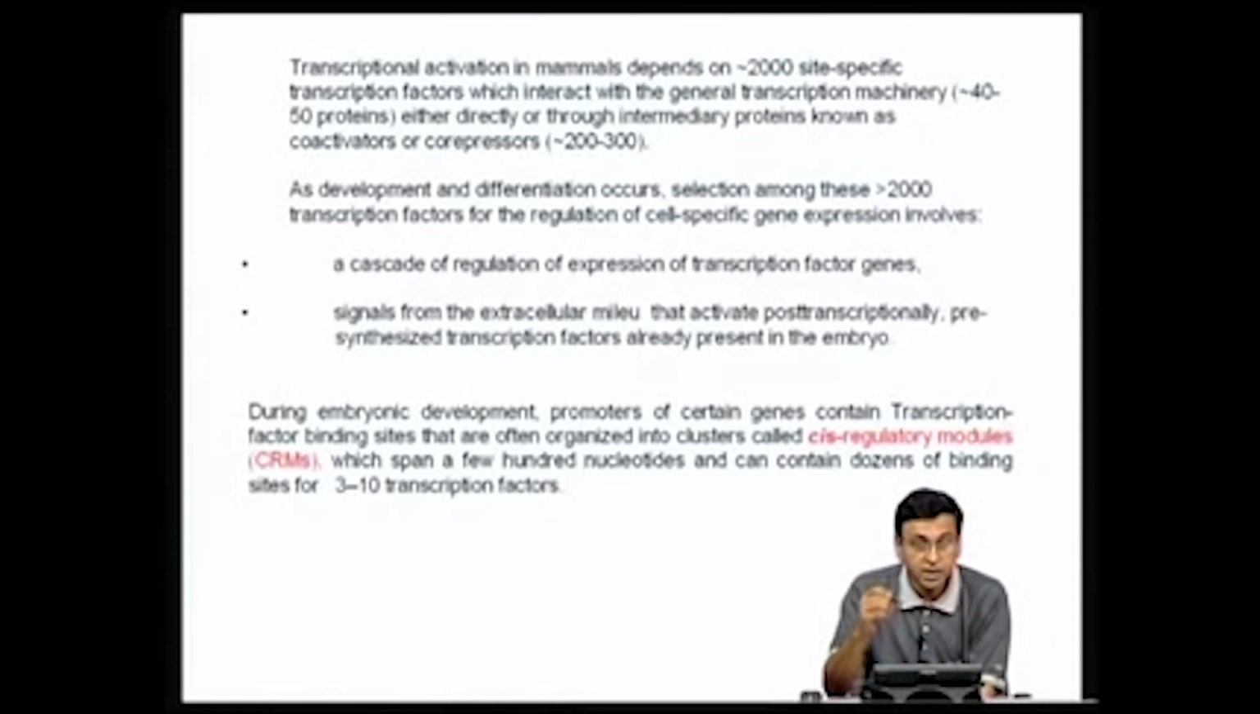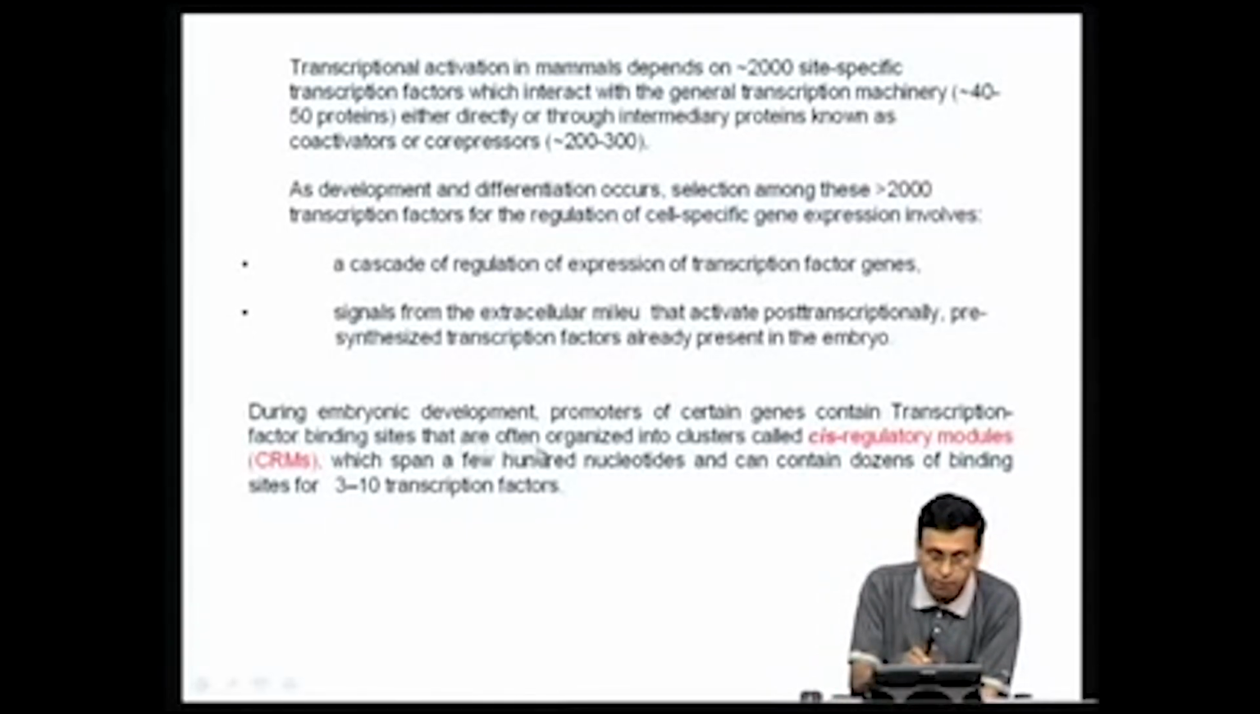And this kind of differential gene regulation is very important during embryonic development. Again, we will discuss this later, much later. So, during embryonic development, promoters of specific genes contain transcription factor binding sites that are often organized into clusters called cis regulatory modules or CRMs.